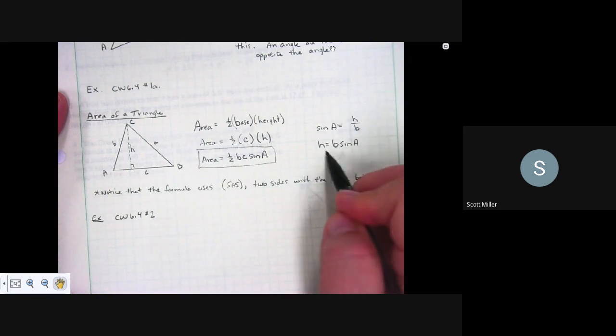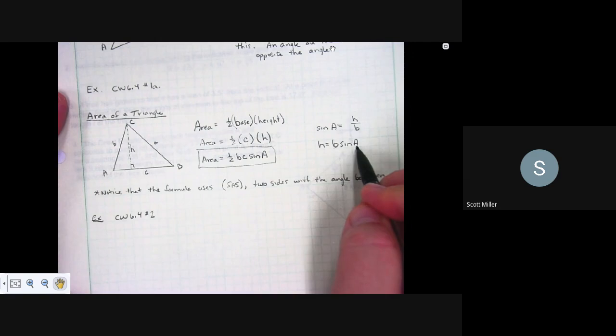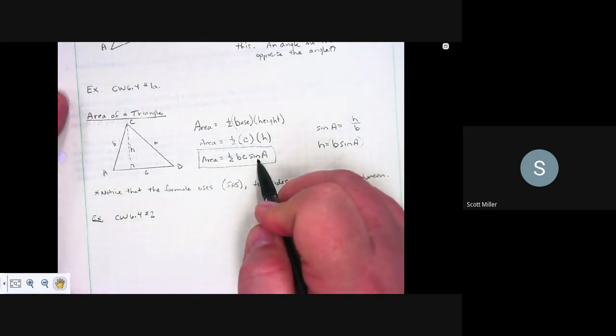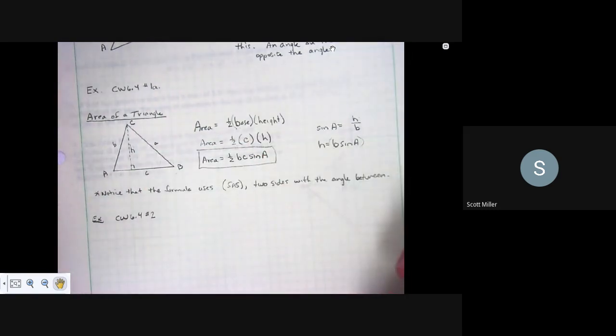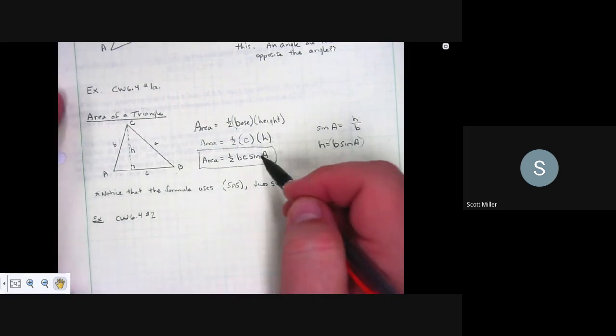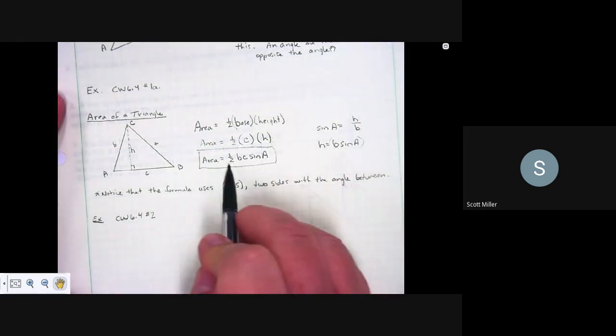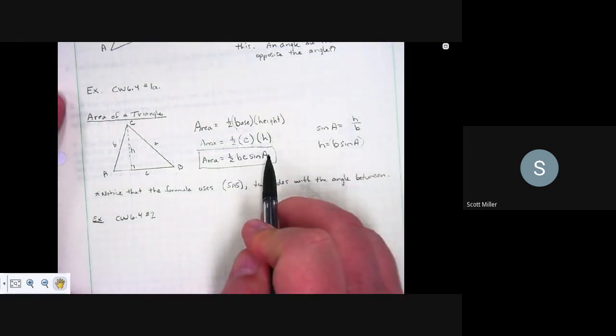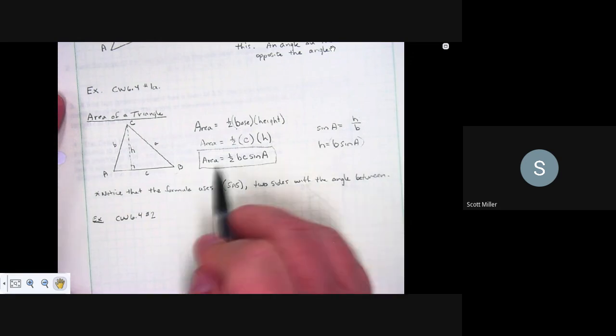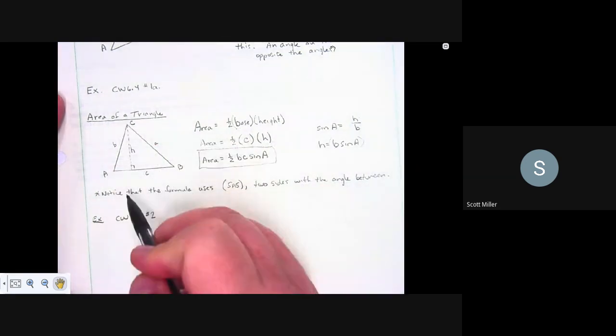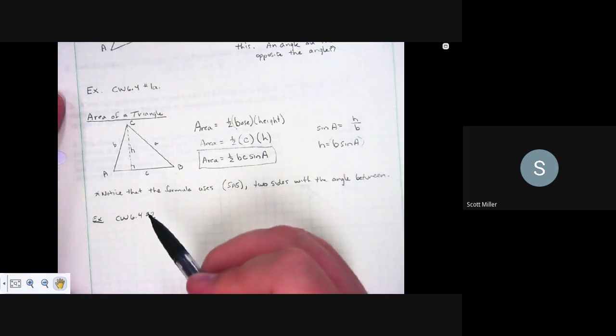So if I solve for H, I get the height is B times the sine of A. So then replace that for H. And you end up with this formula right here, which is a formula used to find the area of a triangle if you aren't given the height, but you're given other information. So what information would you need to find the area of a triangle using a formula of this type? Even though you see it only as BC and sine of A, okay, the same formula applies from any angle on the triangle based off the information you have.